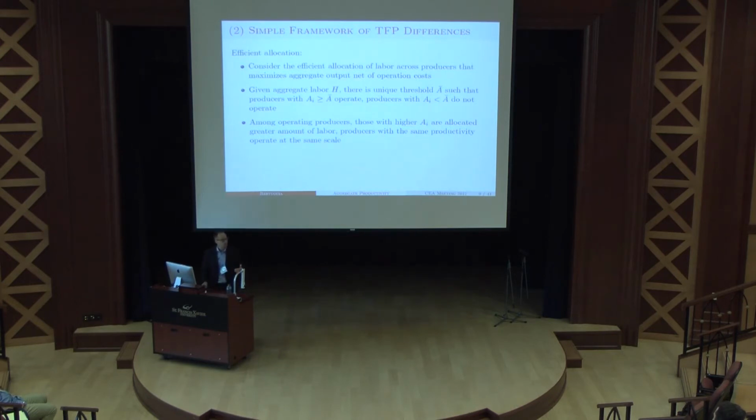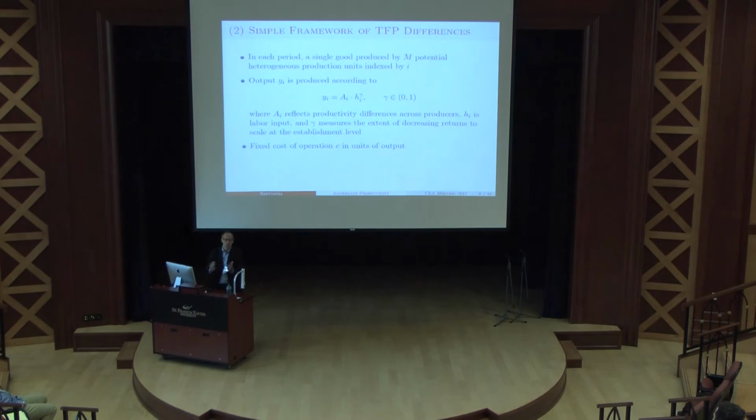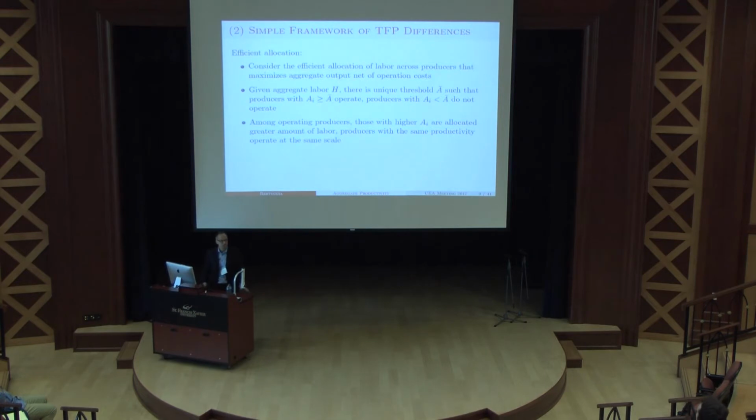Now to start, maybe it's obvious to you from this setup what the best this economy can do, but just to be specific, let me describe it. What is the best this economy can do? And here the narrow concept will be how much output can be produced in the economy given aggregate resources, the set of firms that there are, and the amount of labor. So I'm going to consider the allocation of labor across these producers that maximizes aggregate output net of operating costs. And the solution to this is very simple to describe.